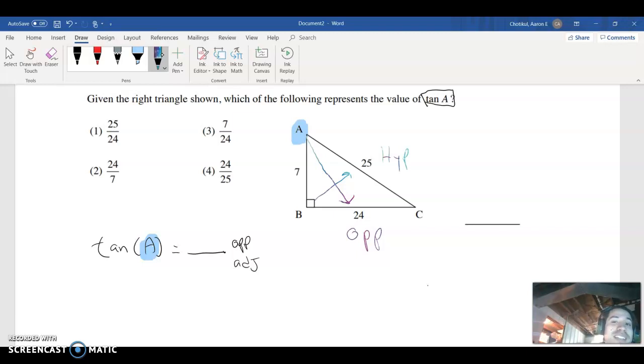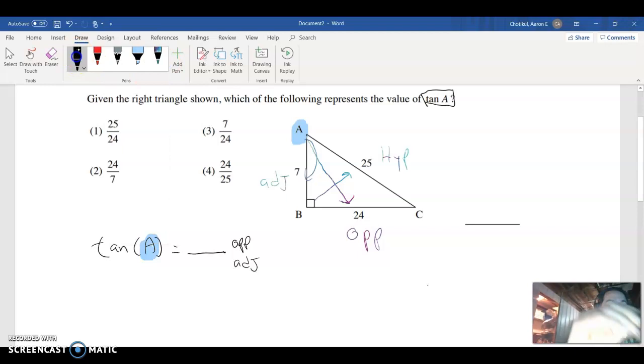Now, the nice thing is the adjacent side, last but certainly not least, we can use the process of elimination. Remember, the adjacent side cannot be the hypotenuse. It has to be one of the legs. So we have our ratios here. What we're going to do is now we can fill in our pieces.